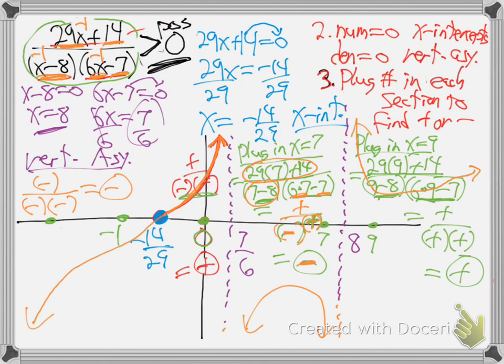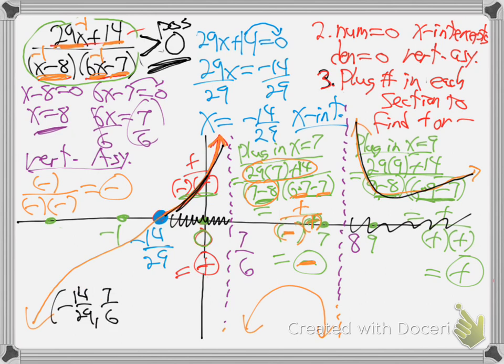Where's the function positive? Well, right here. That'd be in this section. And right here. Those are the two sections where the graph is positive. So how do you say that? Well, that's between minus 14/29 and 7/6 united with this section which goes from 8 to infinity. Parentheses on all those because we did not have an equals bar. It was just greater than. Plus you can never touch vertical asymptotes.